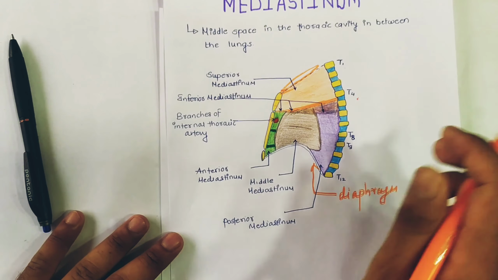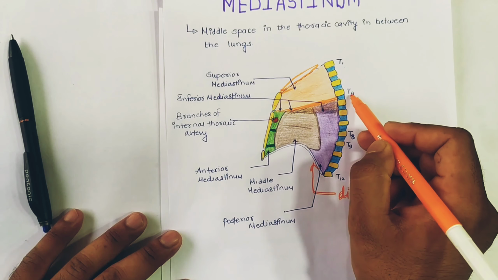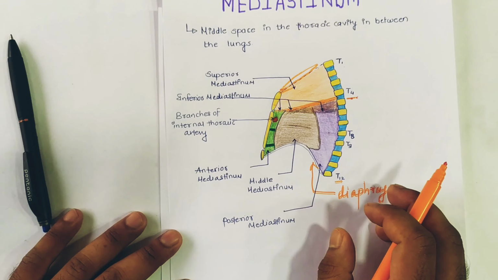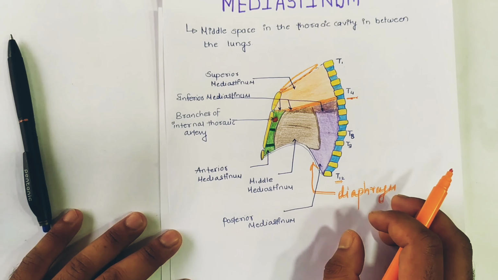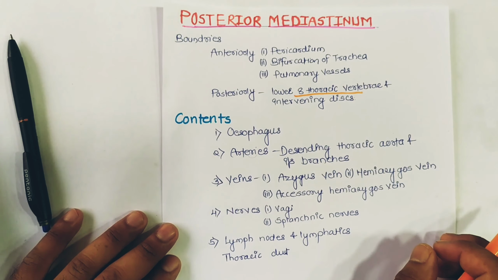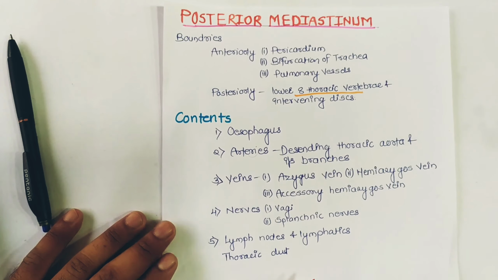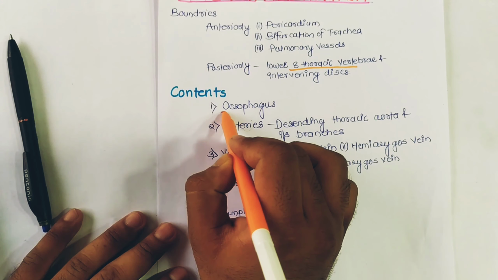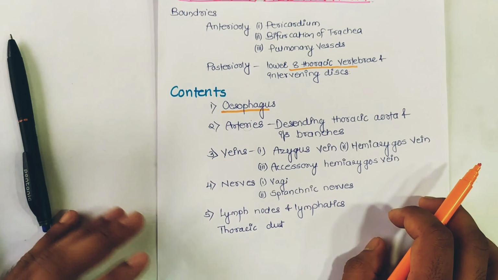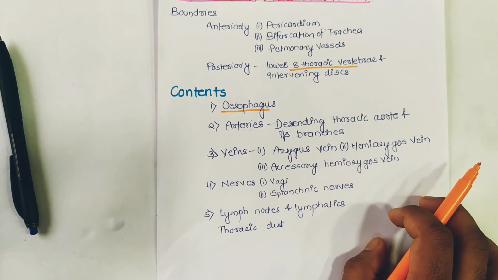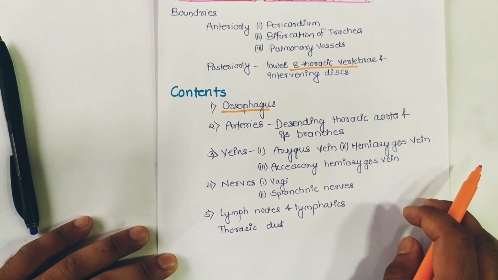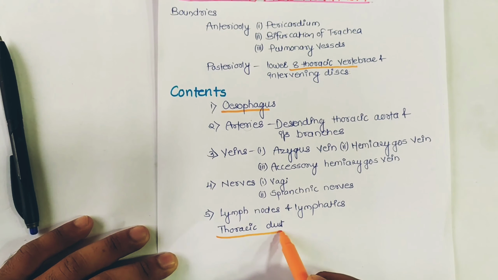As we can see in this diagram, in the posterior mediastinum there are the lower 8 thoracic vertebrae from T4 to T12. So these are the posterior boundary of the posterior mediastinum, okay, and some intervening discs between the vertebrae. The contents of the posterior mediastinum are the esophagus. We have to remember that the esophagus is only present in the superior mediastinum and the posterior mediastinum. Arteries are the descending thoracic aorta and its branches. And the next important content of the posterior mediastinum is the thoracic duct.